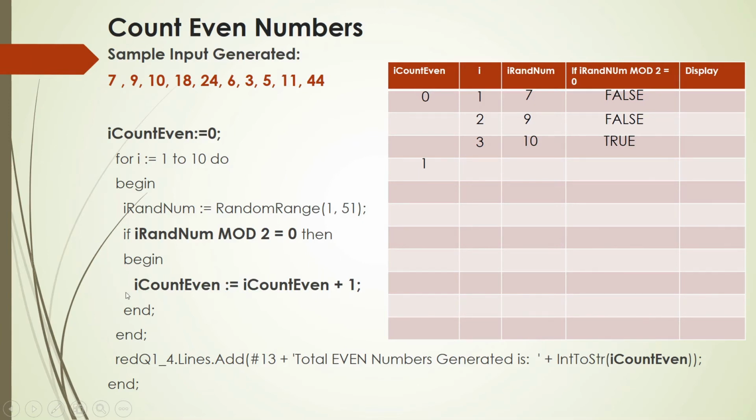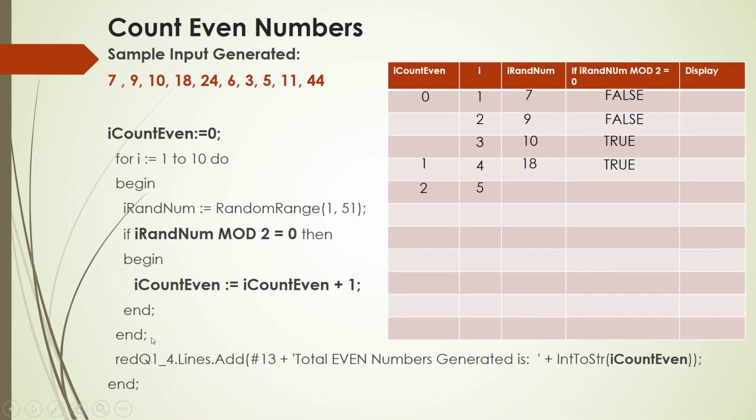I hit the end and I go back up and the value of i is now 4. Check the condition, true. Generate the next random number, 18. I now check if 18 mod 2 equals 0, true. Increment the counter, 2. I now found the next even number. Remember, I'm in a loop. The loop has to terminate. It has to quit, and it only quits at the end of the loop. But I'm still on 4.